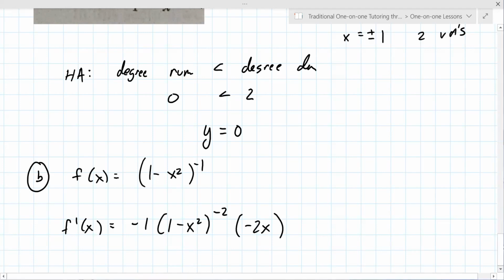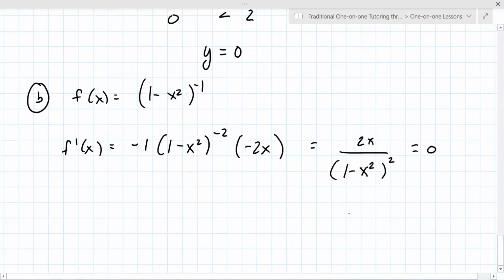Is that okay? Yep. All right, so we do want to clean this up a little bit. This negative and this negative go together. It's 2x over (1 minus x squared) squared. So we set this equal to 0. And you actually only need to set the numerator equal to 0. So it's 2x equal to 0, x equals 0.